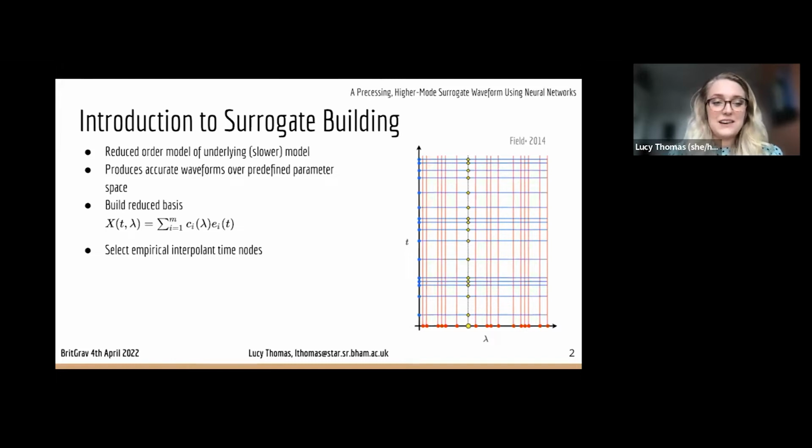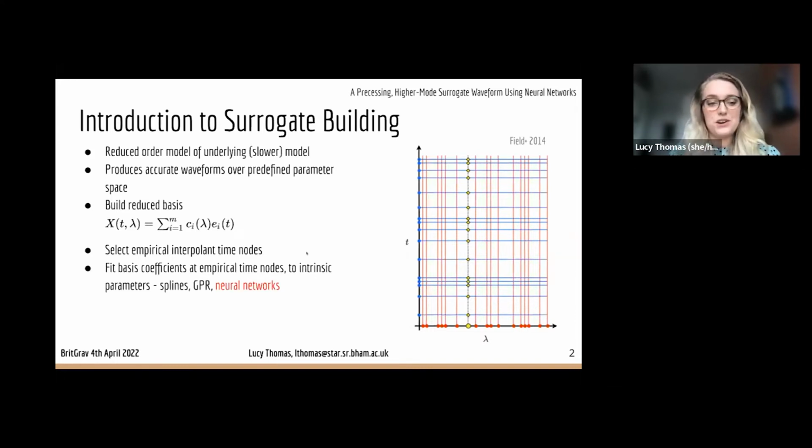So this process allows us to choose the most important time nodes shown by the blue horizontal lines on the figure. And by specifying any waveform at only those time nodes, the empirical interpolant will then be able to reinterpolate the full waveform to a high degree of accuracy. And the final step is to fit the basis coefficients at the empirical time nodes across our training space. And these points are represented where the blue and red lines cross one another.